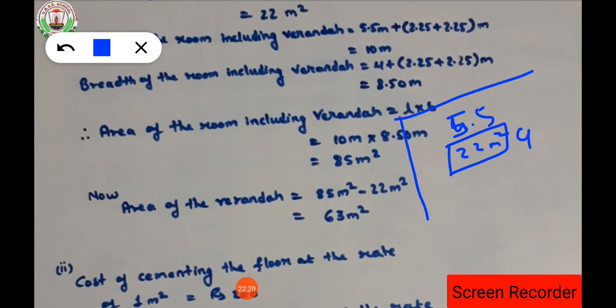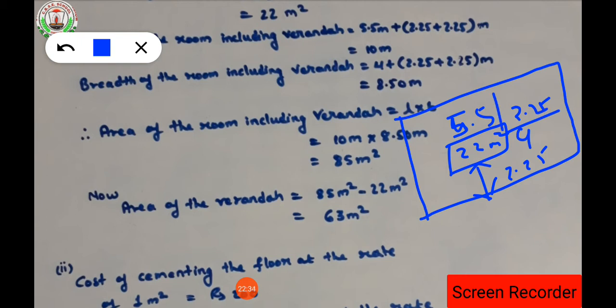Now outside the room a veranda is being drawn. Everywhere the veranda's width, that means breadth, is 2.25. So here also 2.25, here also 2.25. Now what is the length of the room from here to here? Seeing from the figure, that is 5.5. Now the width of the veranda is 2.25, here also 2.25, isn't it?